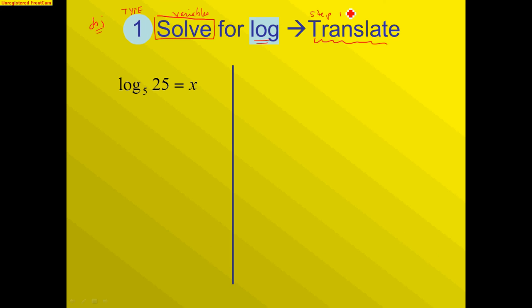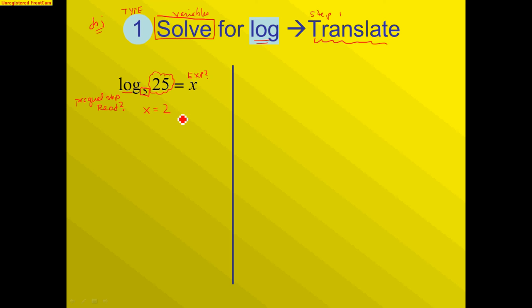So notice this is a log equation. Can you read this and give me the answer for x? I think you can. Even though I told you step one is translate, the prequel step is to read. If you can read a log equation and answer it, don't do any work. The exponent that turns 5 into 25 is what exponent? 2.